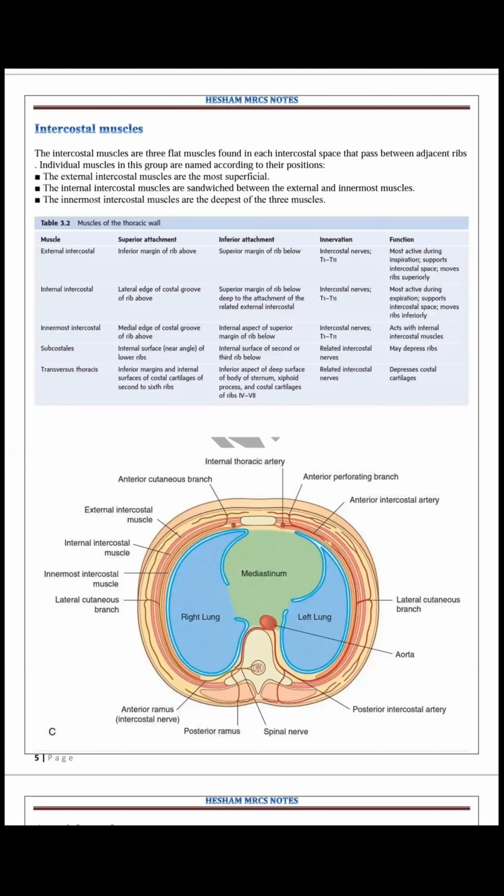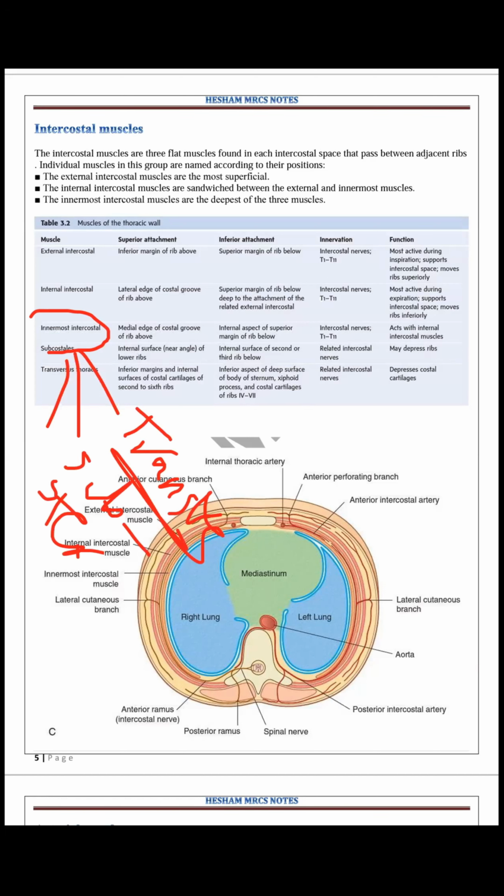In the abdomen, I have external oblique, internal oblique, and the transversus abdominis. In the chest, I will have external intercostal, internal intercostal, and innermost intercostal. The innermost intercostal is divided into three muscles. The first one is called transversus thoracis. Then I have subcostalis and the sternocostalis muscle.